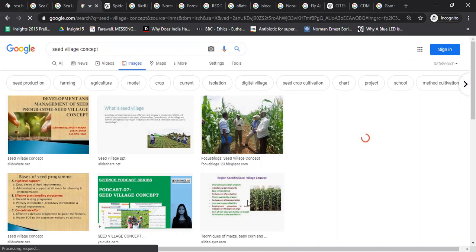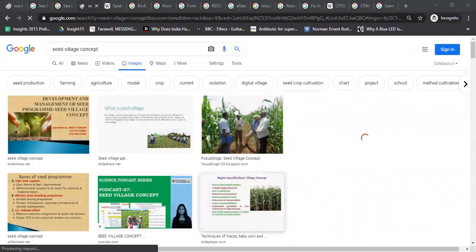So yes, see these farmers or these people. I don't know how much you can see. So these farmers are involved here, and they are doing something. So I'm talking about this particular image. So here you can see these farmers. They are producing seeds not only for themselves but even for consumption in other markets, right? So this is seed village concept.